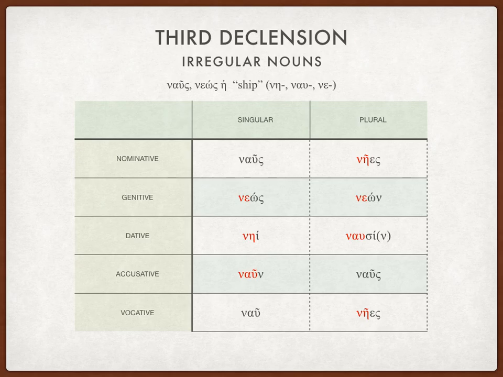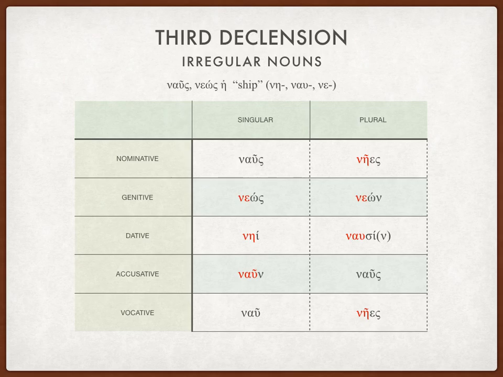So the nominative plural for ships is neēs, that old root with the eta. Genitive plural, neōn, the new Attic stem. Dative plural, nausi, totally irregular, just adding sigma to the end that you get from the nominative. Accusative plural, naus, also irregular, and then the vocative is going to be the same as the nominative, neēs, O ships.